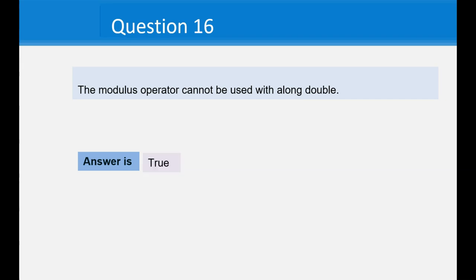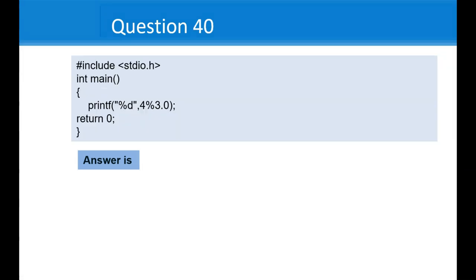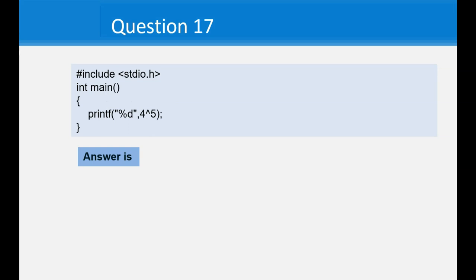Modulus operator cannot be used with float and double. So for example, if you are having printf %d 4 mod 3.0, this would result in an error, right? This is not allowed. So you can check it up on the system. It will not allow it. Let's move on with the next thing. So this is again a very interesting question. Many times you would see it. Beginners usually look at it as 4 power 5.